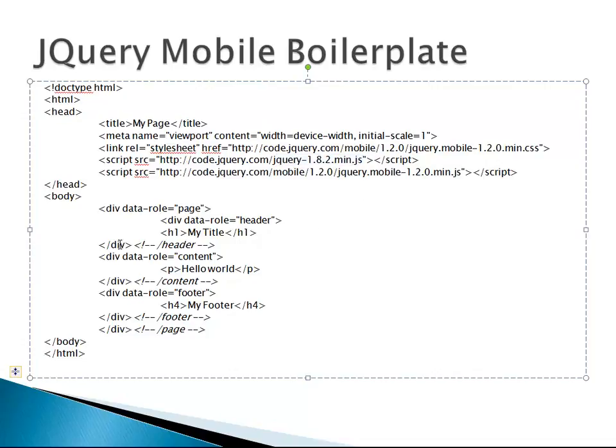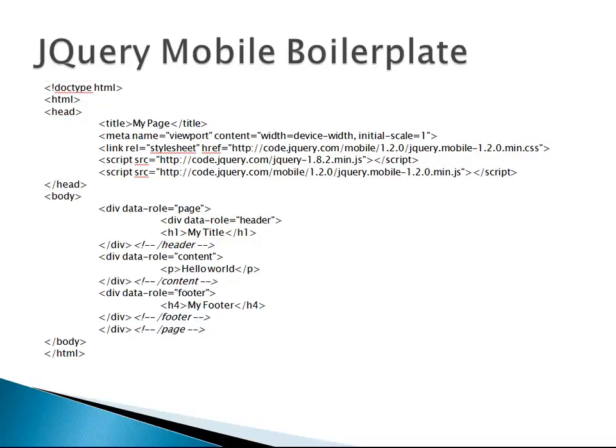In the body, we have three areas, three data roles. A page is basically a whole page. And then we have the header, data-role equals header. We have the content, where all the basic main content goes. And then we have a footer, where any footer text or anything like that can go. So it's really helpful in just getting a quick framework and UI.